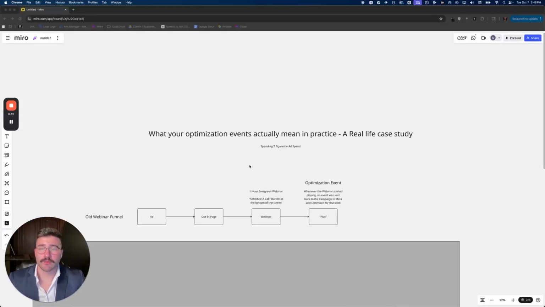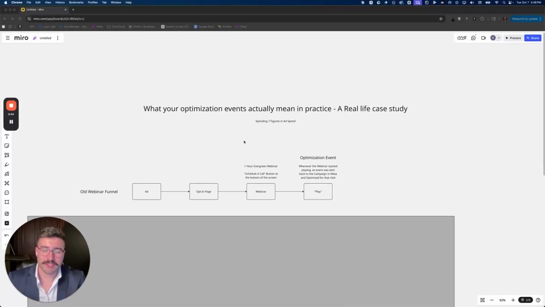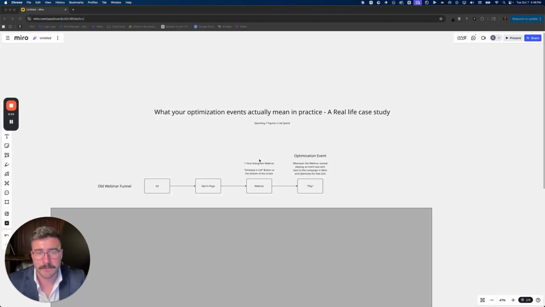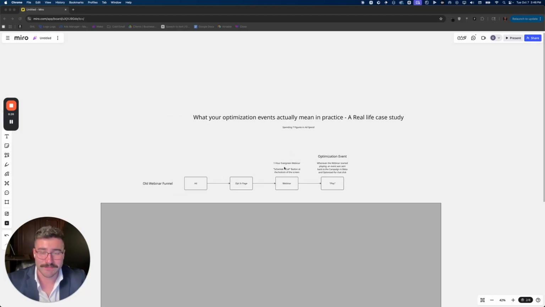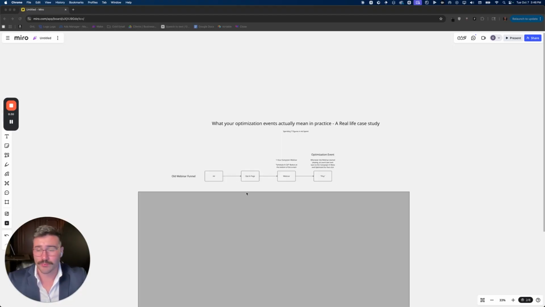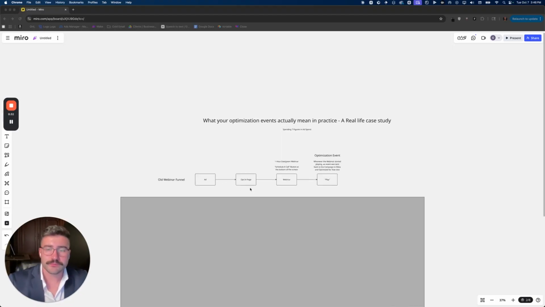I'm going to be showing you guys why it is so important to have your optimization events set up correctly within your financial service Meta advertising campaigns. And this is after spending seven figures in ad spend, gathering a ton of data, and showing you guys what they did, what didn't work, what did work, etc. Okay, let's hop into it.